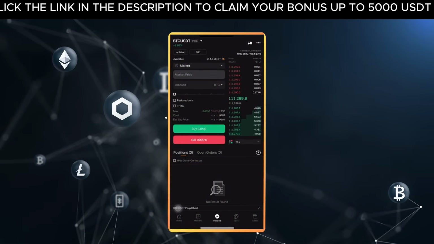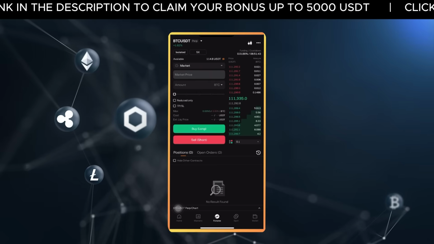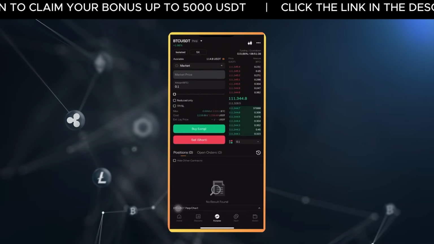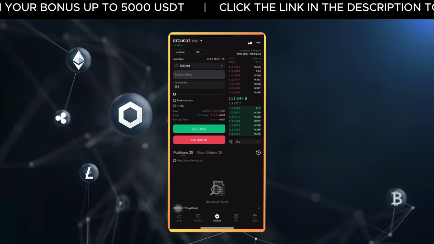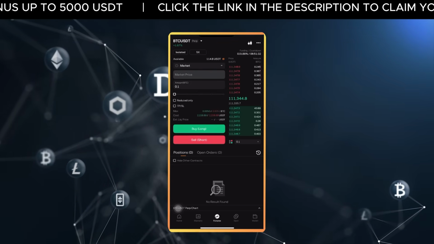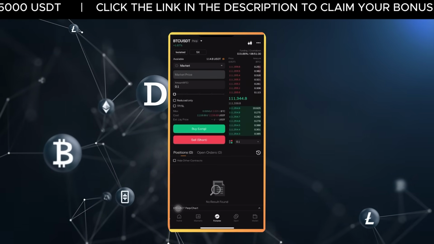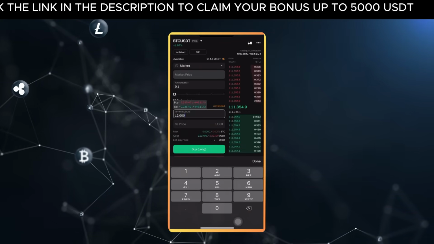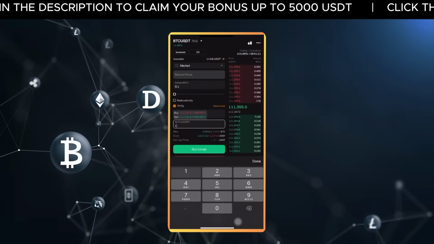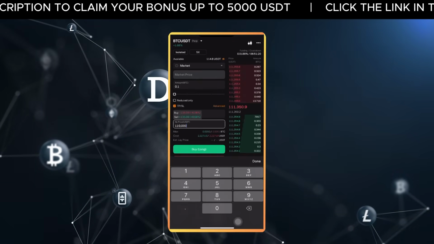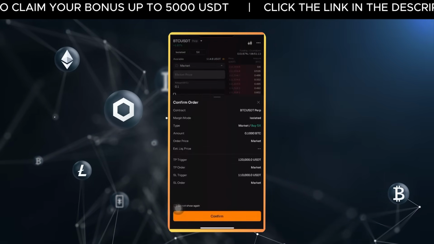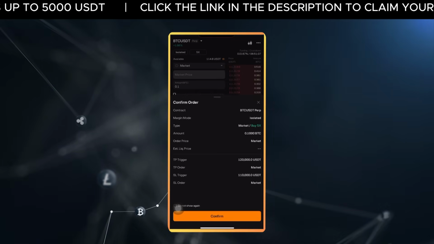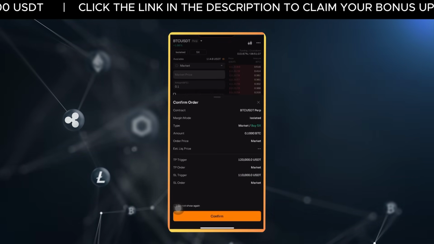In the order panel at the bottom, choose market order. Let's say I want to buy 0.1 Bitcoin with 5 times leverage. That means I'm opening a position worth 0.5 Bitcoin. I'm using 0.1 Bitcoin of my own capital and borrowing the rest from the exchange. To protect the trade, I'll set take profit at 120,000 and a stop loss at 110,000. Since this is a long, I tap buy long. Now you'll see the full breakdown: market entry, target 120,000, stop loss 110,000, and the leverage of 5x.